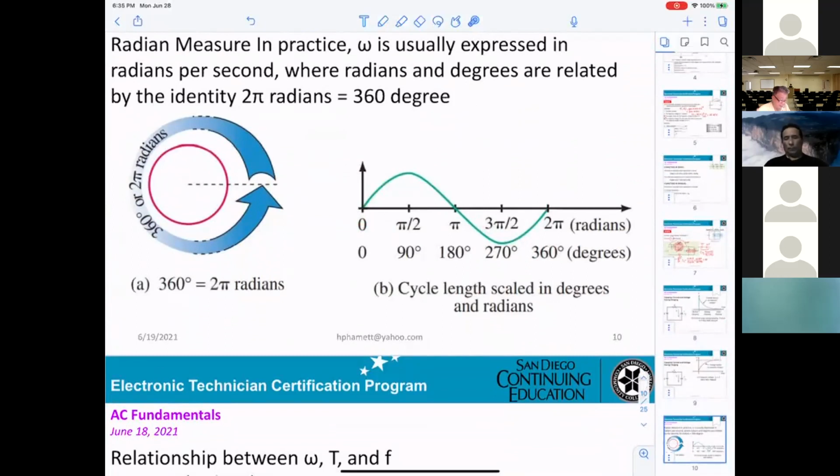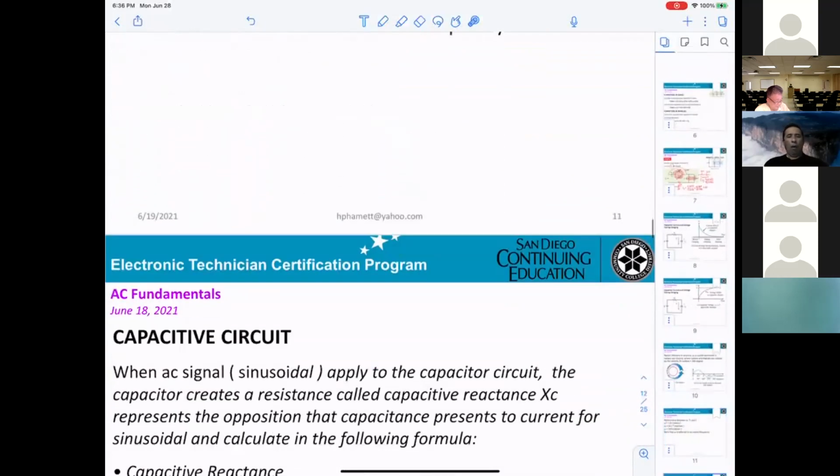Okay, the relation between the radian and the degree. Pi over 2 is equivalent to 90 degrees. Pi will be 180. 2 pi is 360 degrees. Okay, that's just a reference.